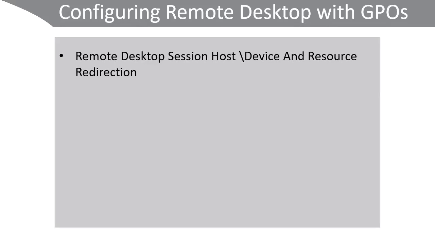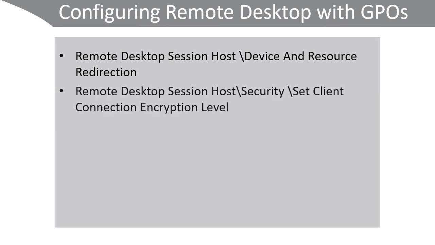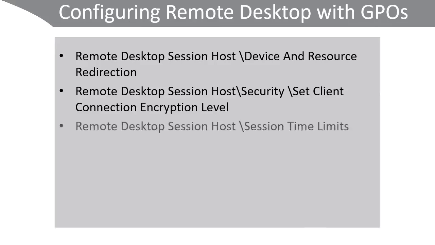In the Remote Desktop Session Host folder, choose Device and Resource Redirection, so that controls things like the audio and the printers. In the same folder, under the Security subfolder, choose Set Client Connection Encryption Level, and choose Session Time Limits to control how long someone can be connected.